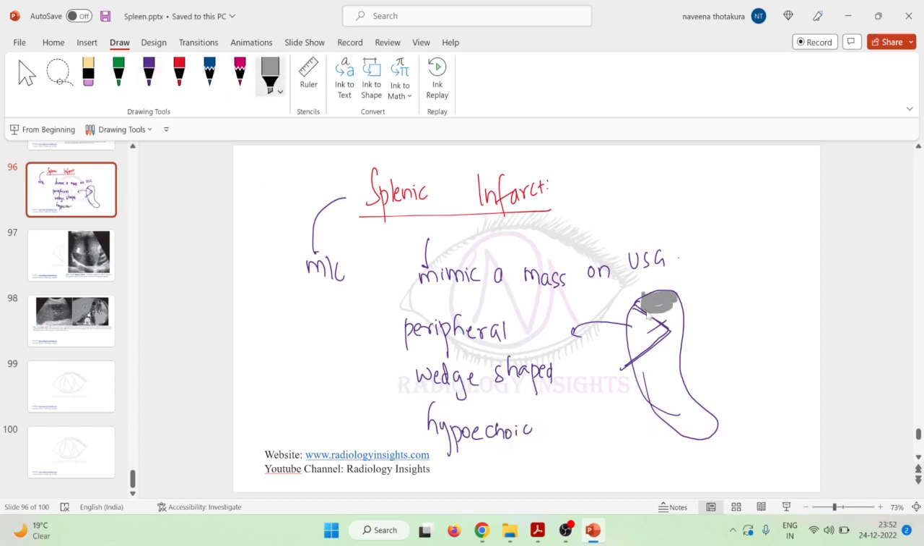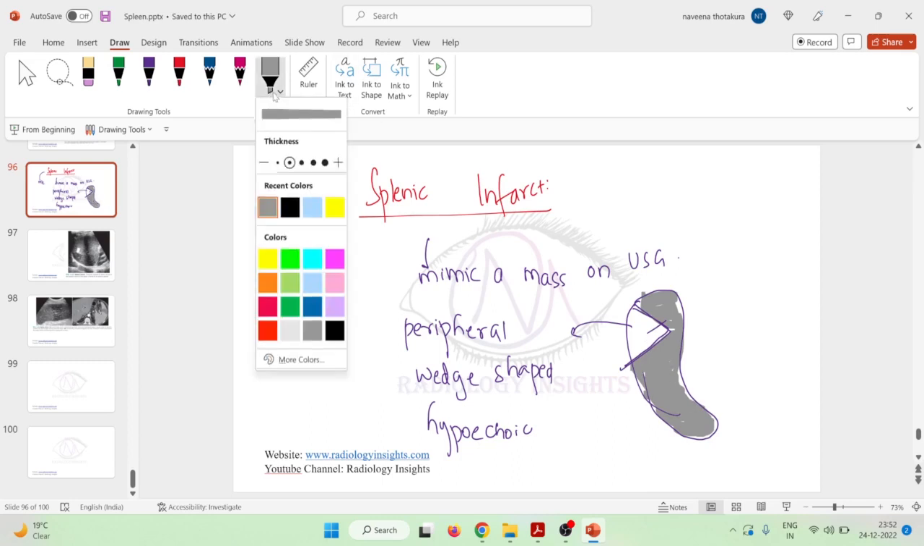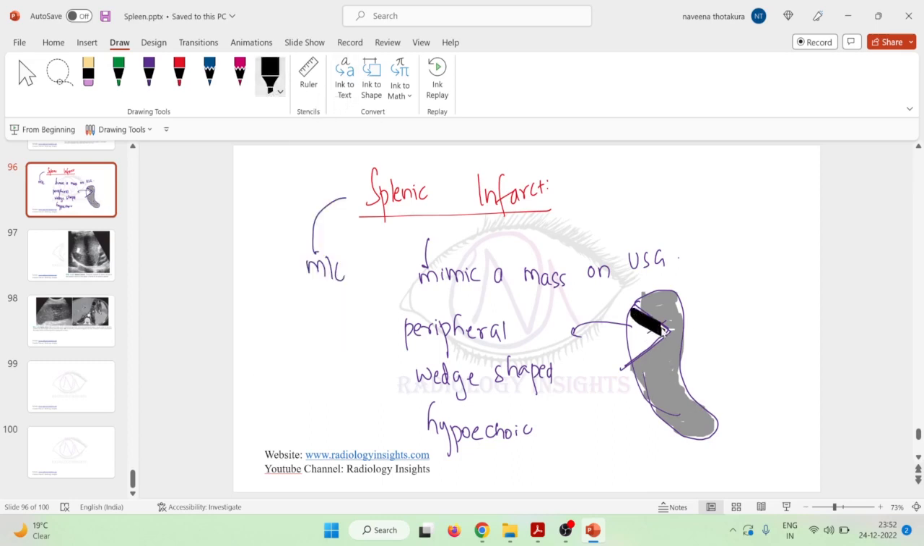So if this is the spleen, and in the spleen you see a wedge-shaped hypoechoic lesion, then this should always give a hint of splenic infarct. Always and always you should think about splenic infarct. A peripheral wedge-shaped hypoechoic lesion is splenic infarct.